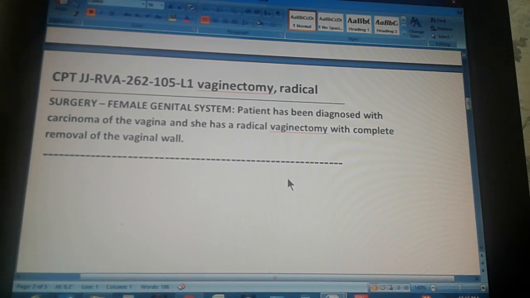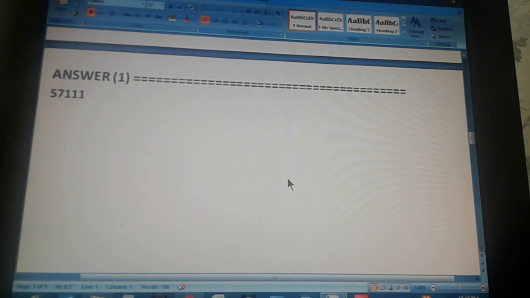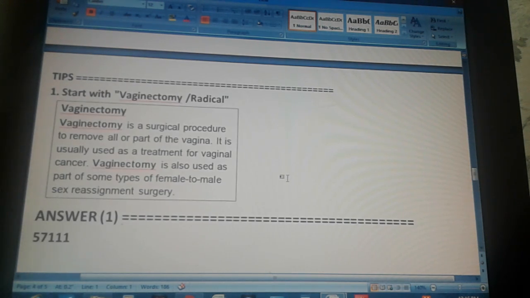So we're going to count to 3, so you can pause the video and give us the CPT code for this procedure. 1, 2, 3. All right. The code is 57111. Did you get that? If you got it, congratulations. If you didn't get it, let's give you a tip. Okay, the tip is? Start with vaginectomy radical. Go to the V in the index, and then you find vaginectomy. From there, go to the word radical, right? Because it's a radical or complete vaginectomy, right?